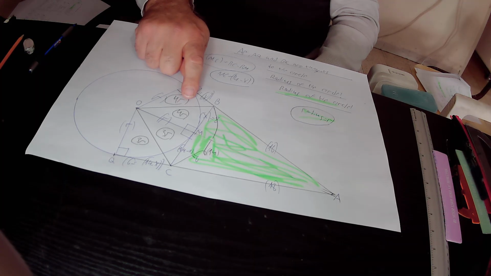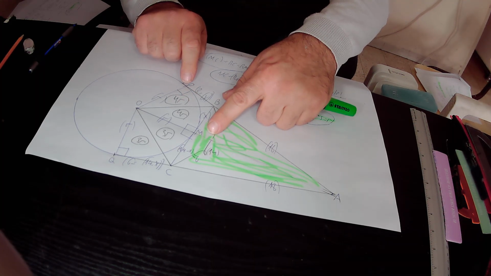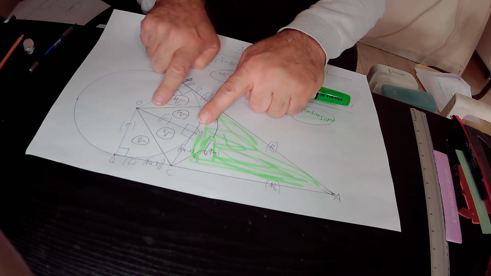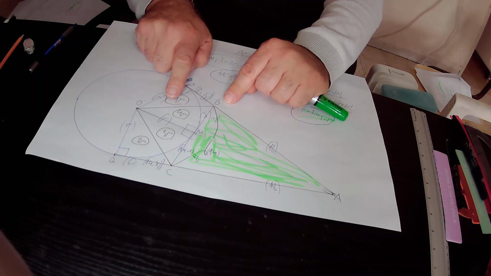What is the area of this right triangle OMB? The area of this right triangle OMB equals the base BM, that is 8, times the height MO, that is R over 2. So in total, the area of this right triangle OBM equals 8R over 2. 8R over 2 is also 4R.